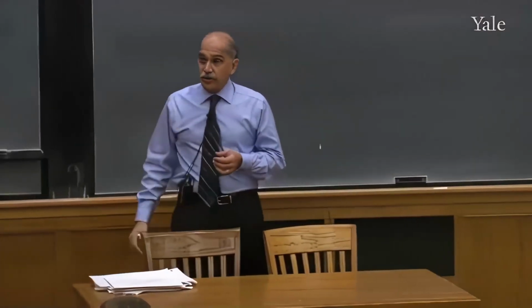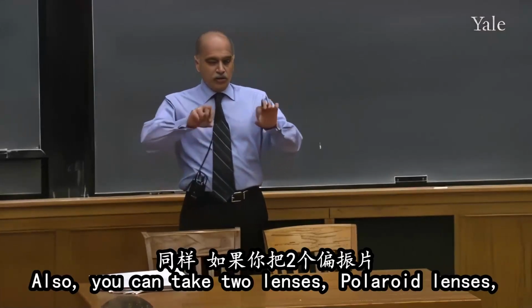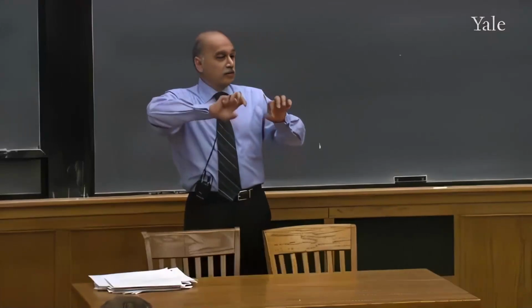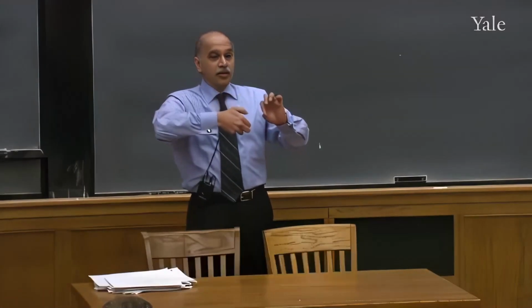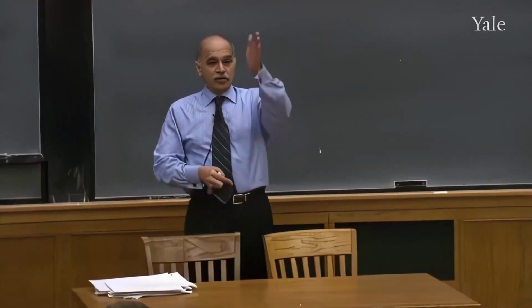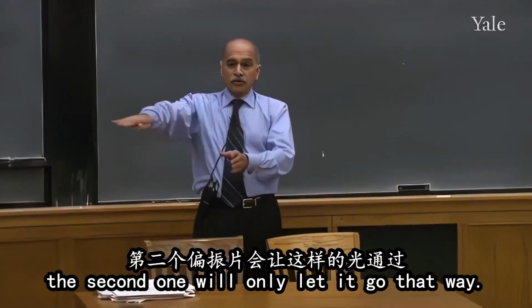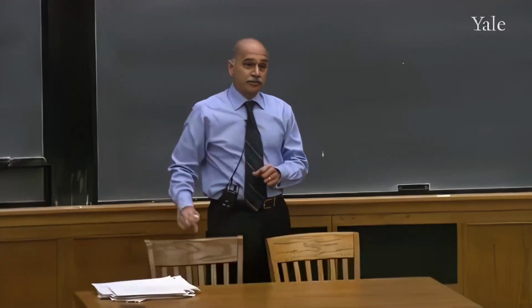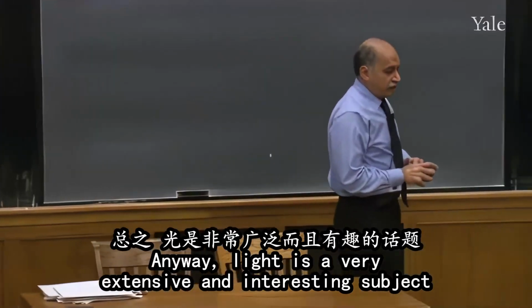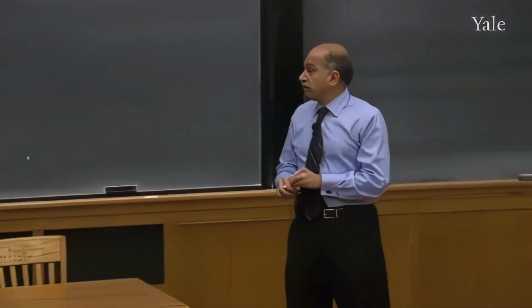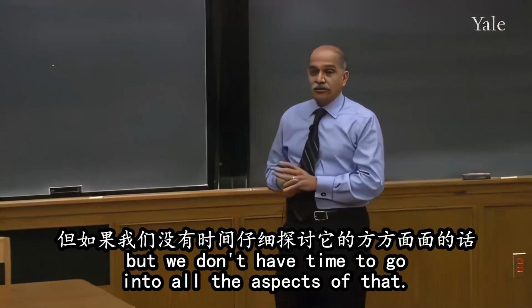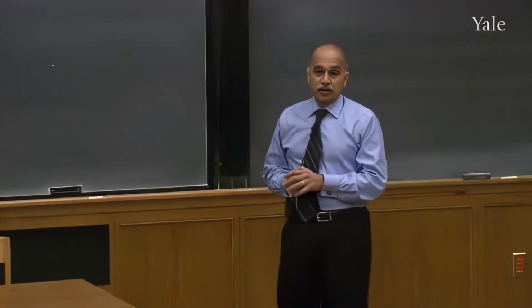Therefore, if you choose your Polaroid to be vertical in your lens, that's the most effective way to cut the glare. Also, you can take two Polaroid lenses, and you turn them one relative to the other. You can cancel the light completely, because the first one may let it go this way, the second one will only let it go that way. So if you chop it like this first, then it won't go through the other way. Anyway, the light is a very extensive and interesting subject, which probably is more important to you than some of these fields, but we don't have time to go into all the aspects of that.